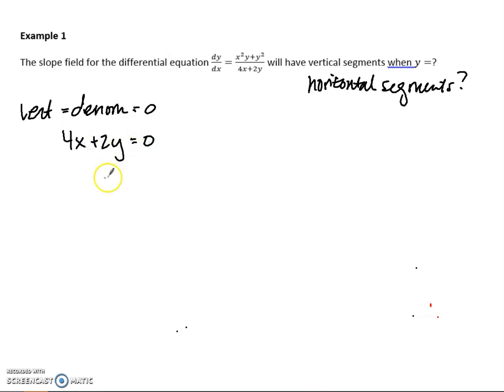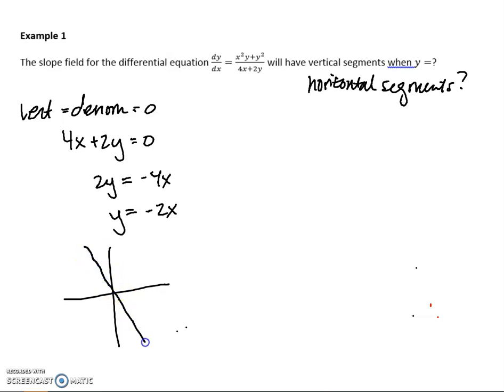Because I have two variables, I'm only going to be able to get a relationship, but that's fine. When I solve for y, I could have solved for x, but y is what we're more comfortable with. I get y equals -2x. What does that mean? That means you would expect, along the line y equals -2x, which looks roughly like this, your slope to be vertical, which basically means there wouldn't be any lines because we really don't have vertical slopes, but that's how it would be. So your slope field would look perfectly vertical on that line. Other places it's going to look different.